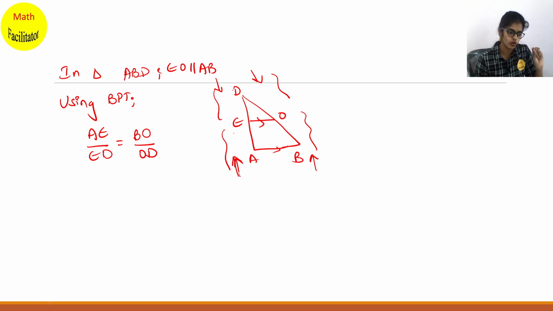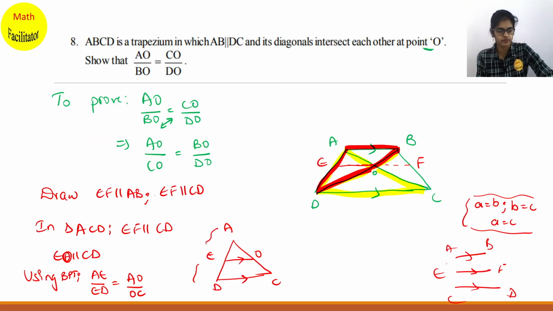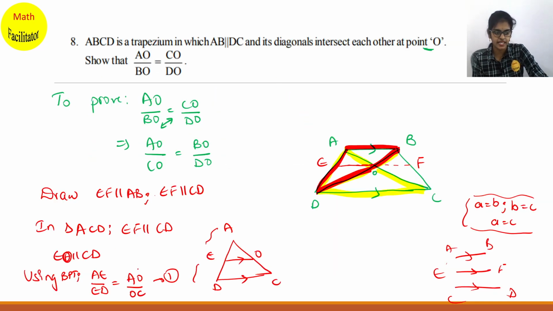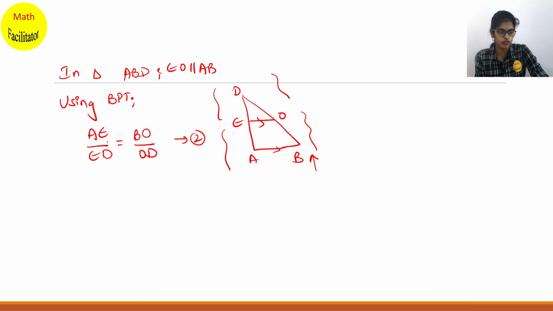Clear, beta? So it's all about logic. There is no rule that you have to start from this side only, but the order should be the same. You cannot start this ratio from this side and this ratio from this side. Clear? So order is important, whichever way you start. So this is equation 2, this is equation 1. See equation 2 and 1, you have AE by ED. So AE by ED is equals to AO by OC, and here also AE by ED is equals to OB by OD.